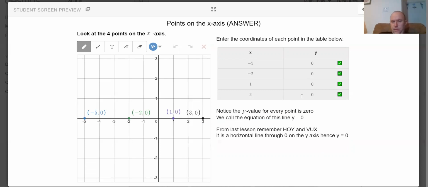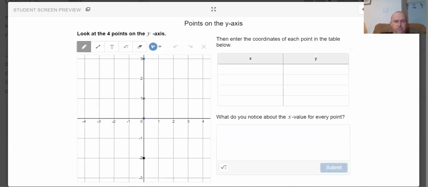And also, as you notice here, if I was to draw a line through these points, you can see this is a horizontal line. And from Hoy and Vux, my horizontal lines all start with y equals. Notice the y value here is 0, so I could put y equals 0 as that line as well, if it asked me for the equation.